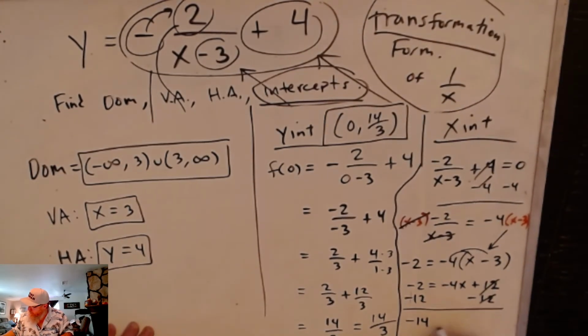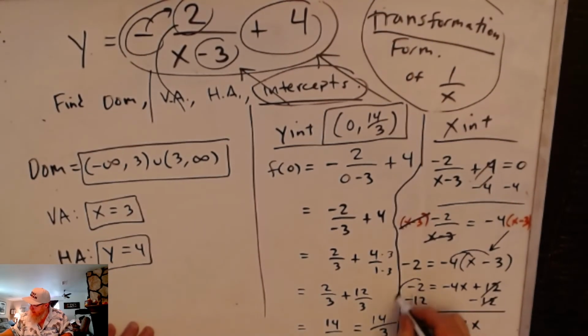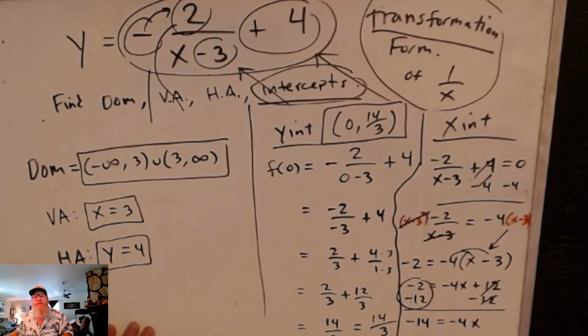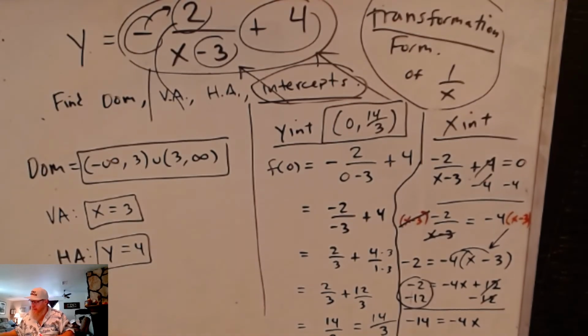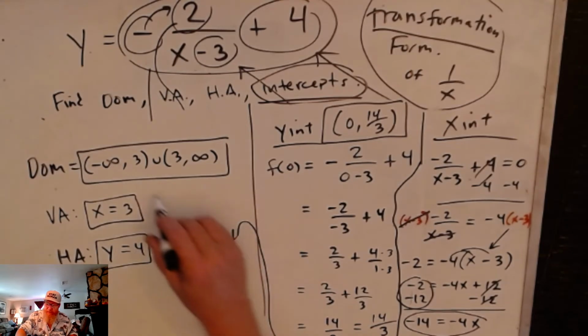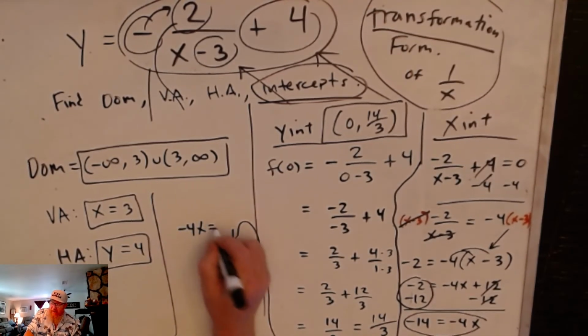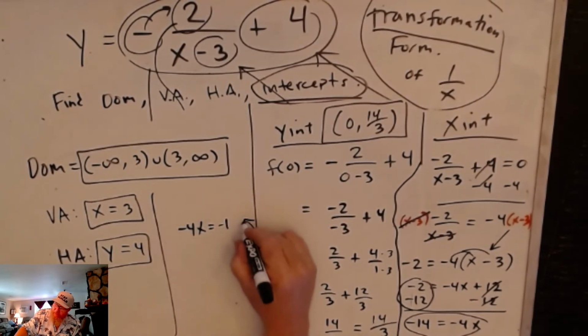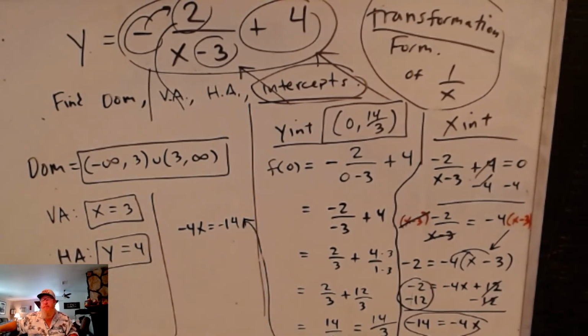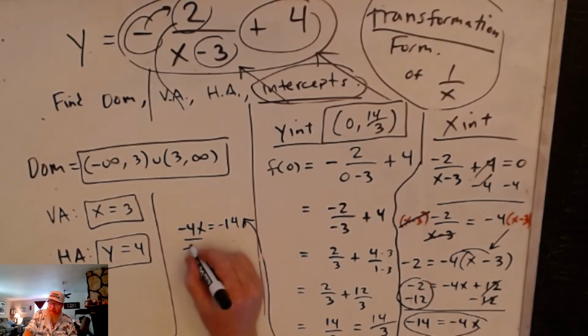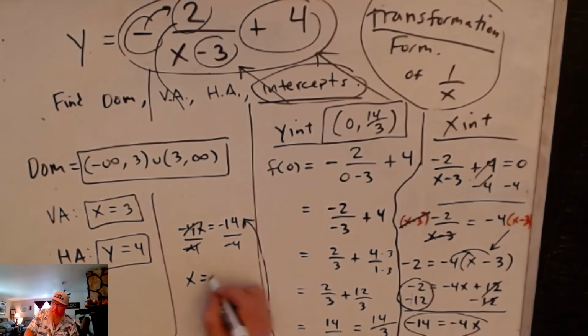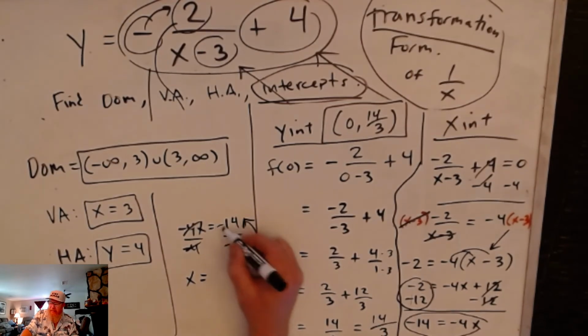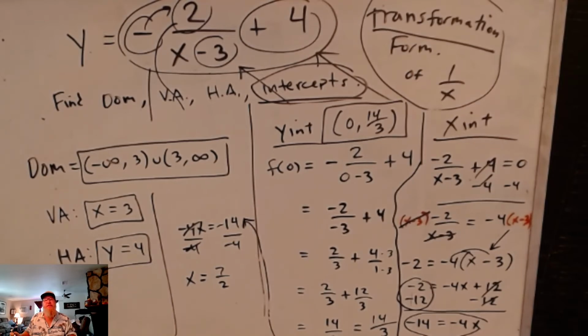So you get negative 14 equals negative 4x, combining the negative 2 and the 12. I'm running out of room. I'm going to come over here. So I have negative 4x equals negative 14. I just brought this equation over here and rewrote it. Divide by negative 4. Oh, and this one's reducible. Negative divided by negative is a positive. 14 divided by 4 is 7 halves. So the x-intercept is 7 halves, comma 0.